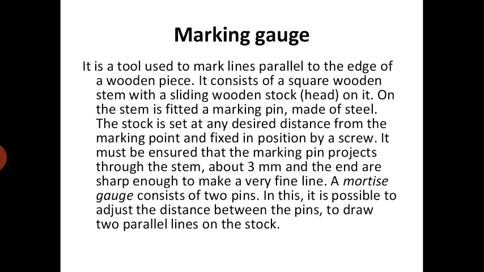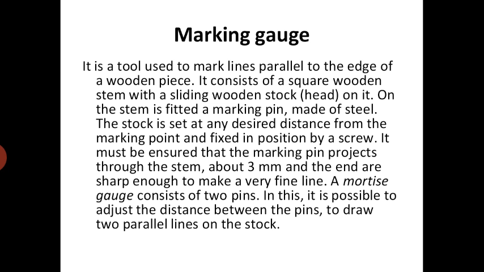Next is marking gauge. It is a tool used to mark lines parallel to the edge of a wooden piece. It consists of a square wooden stem with a sliding wooden stalk on it. On the stem is fitted a marking pin made of steel. The stalk is set at any desired distance from the marking point and fixed in position by a screw.